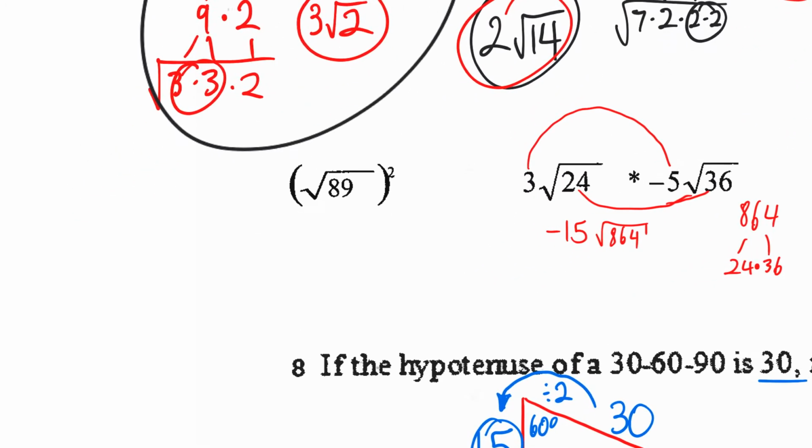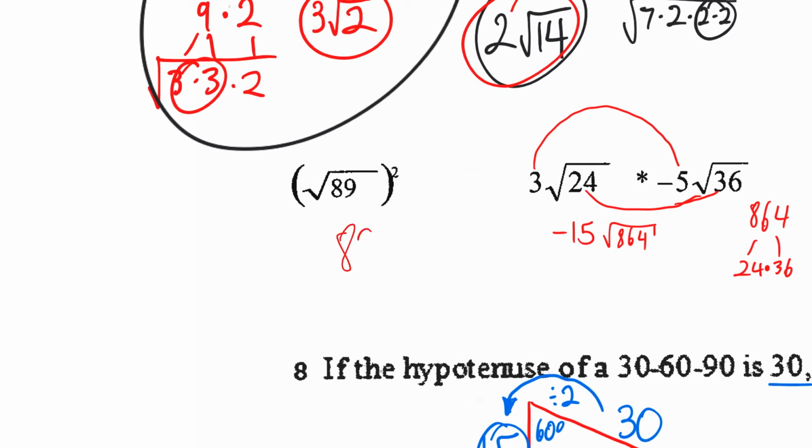Okay, what is the square root of 89 squared? It's 89. Yep, remember the square and square root are inverses, they just cancel each other out.